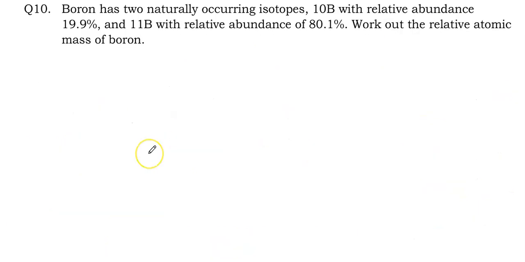In this question, we are going to find the relative atomic mass of boron. We've been told that boron has two naturally occurring isotopes: 10B with relative abundance of 19.9%, and 11B with relative abundance of 80.1%. Work out the relative atomic mass of boron.